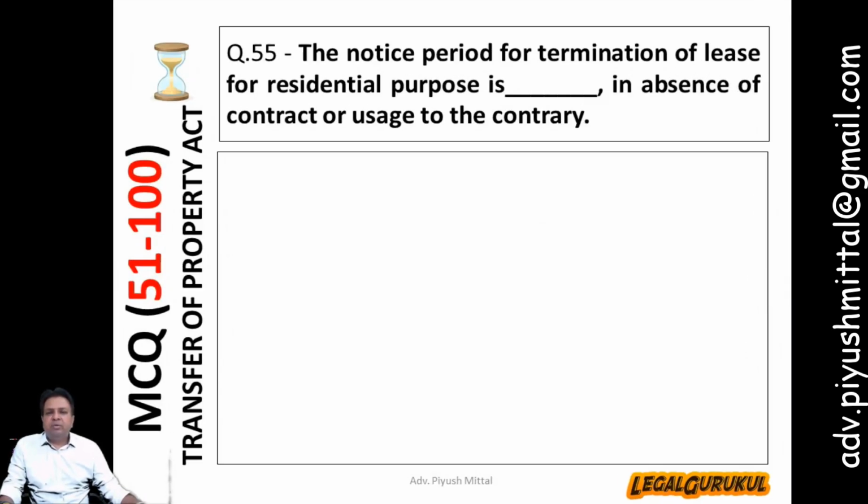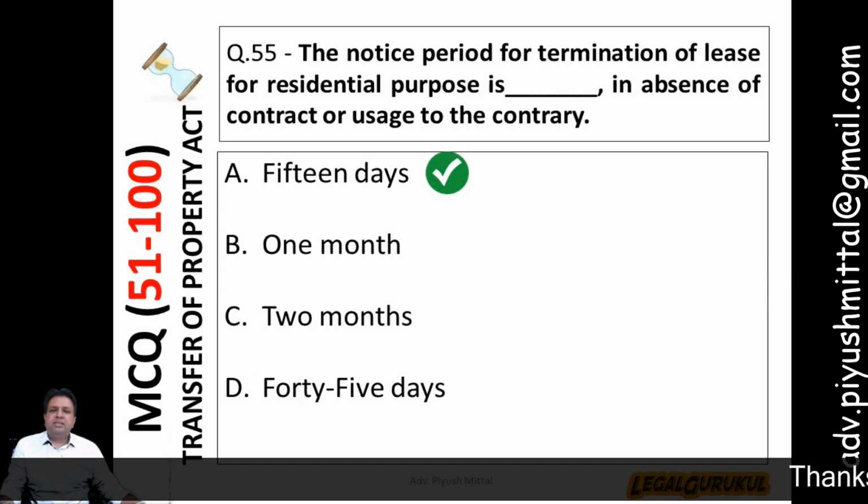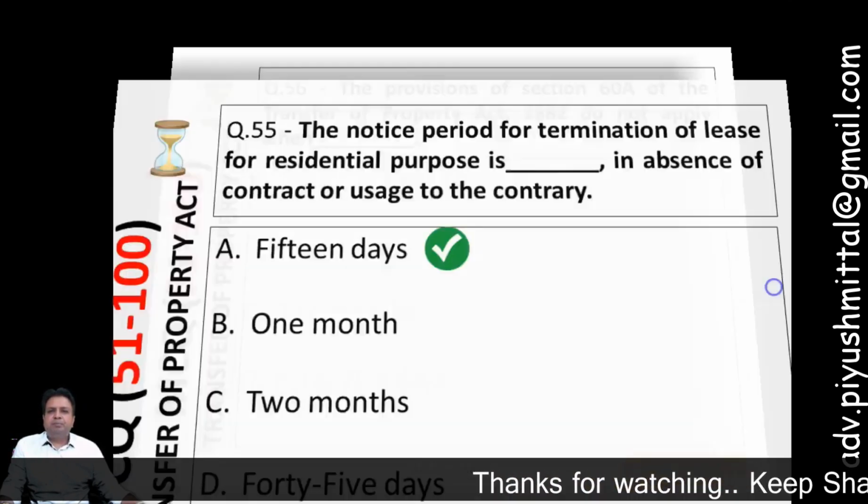Question number 55. The notice period for termination of lease for residential purpose is dash, in absence of contract or usage to the contrary. Option A is 15 days, B, 1 month, C, 2 months, D, 45 days. And the correct answer is A, 15 days.